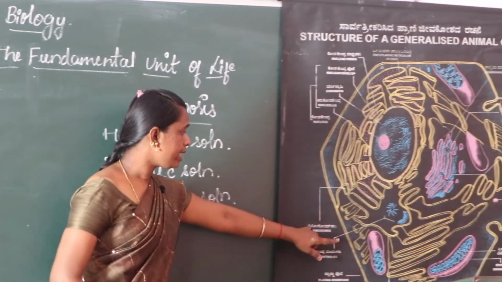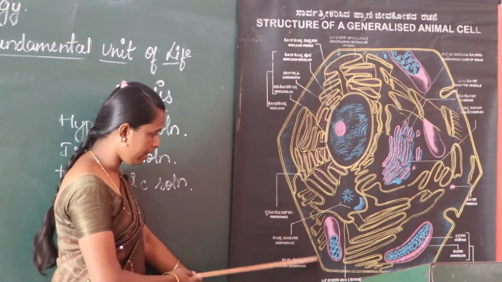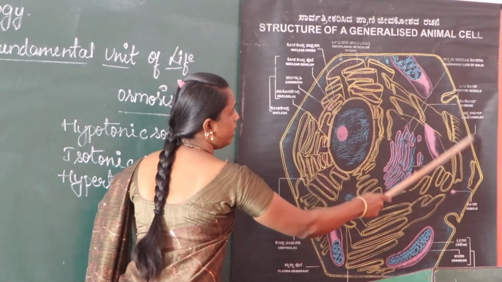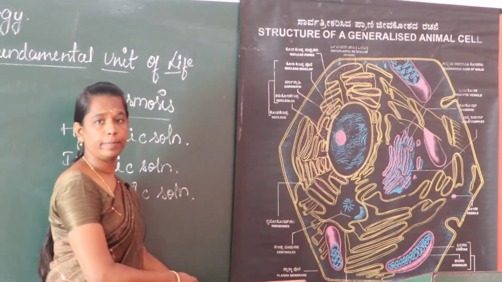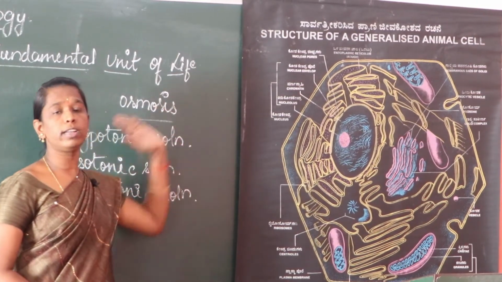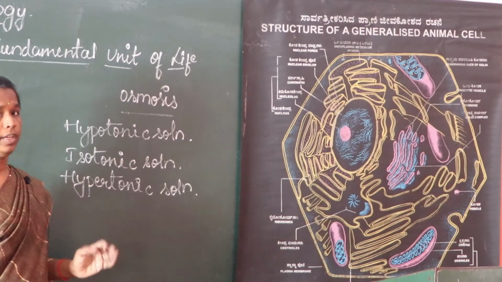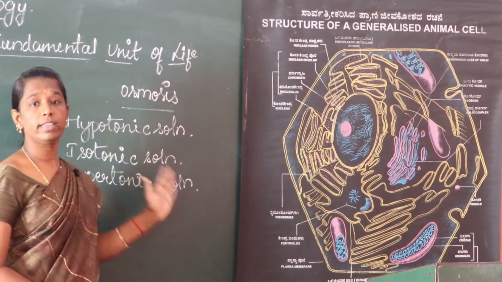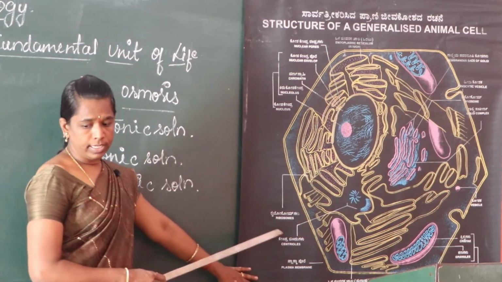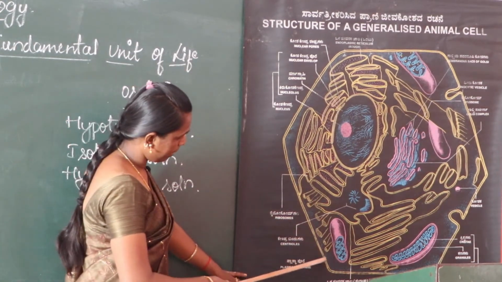See, the cell wall. You know, the outermost part of the cell is called the plasma membrane. After that, the cell wall. It is a rigid outer covering of the cell. It is present outside the plasma membrane.